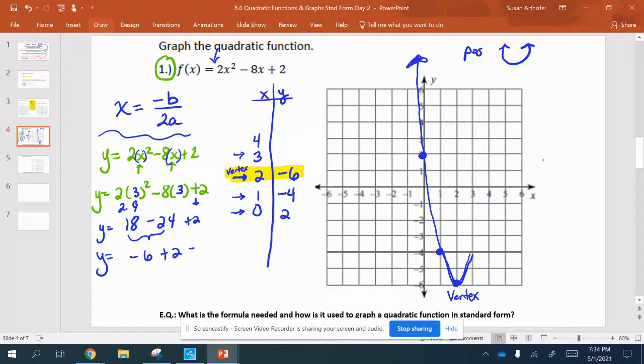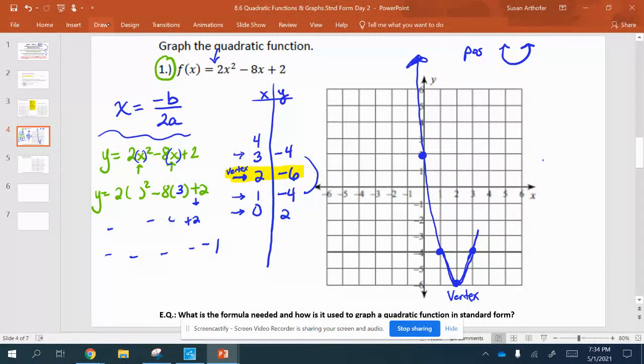Plus 2 equals negative 4. And look, it's the same value as this one. So I'm going to plot that point over 3, down 4. So there we go. We're moving upwards. Now we have one more value to plug in.